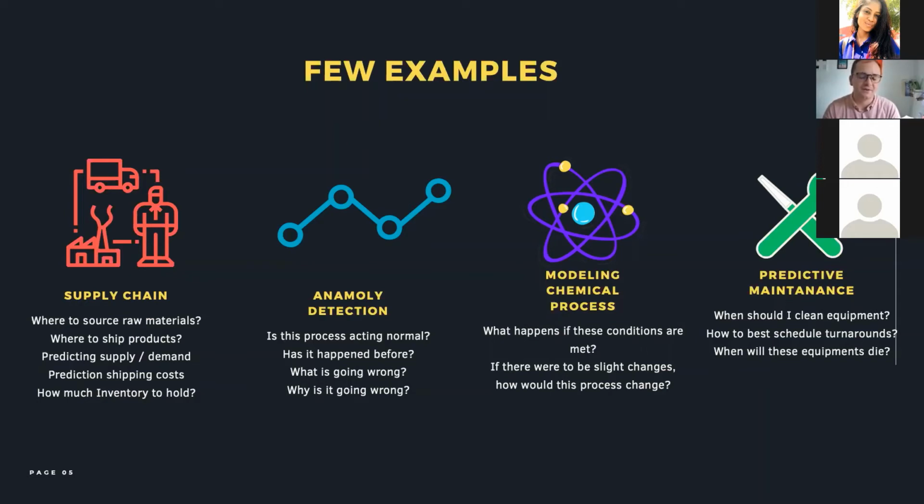Okay. And then finally, we're going to have anomaly detection. And this is kind of my expertise. As an undergrad, I published a paper on anomaly detection in large industrial systems. So this is probably what I know best. And that is the question of, is this process acting normal? Is something weird happening? Is this the way it should be working? And if not, what is going wrong and why? Being able to investigate those things. So with some of the time I have left, I'd like to go over this point in particular, okay?